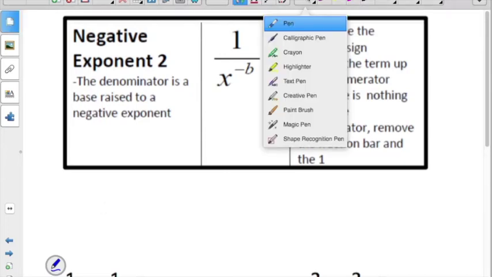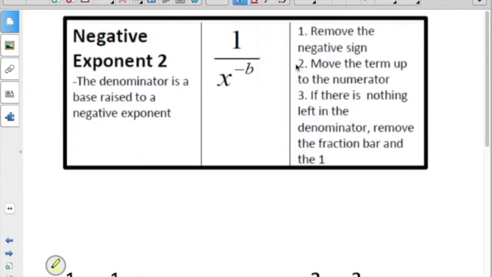So what we're going to do is first you remove the negative sign just like before. And now we're going to put our term in the numerator, so we're switching its place. If we have nothing left in the denominator, or there's just a 1 in the denominator, you do not need to make it a fraction. You're going to remove the fraction bar and the 1.